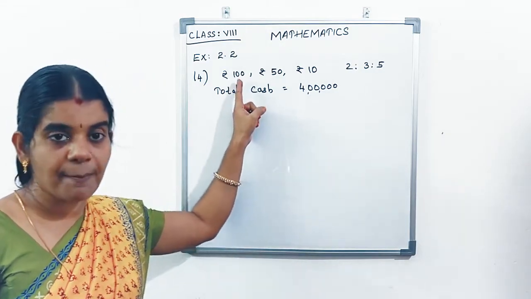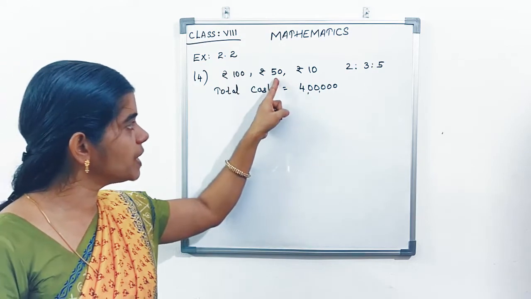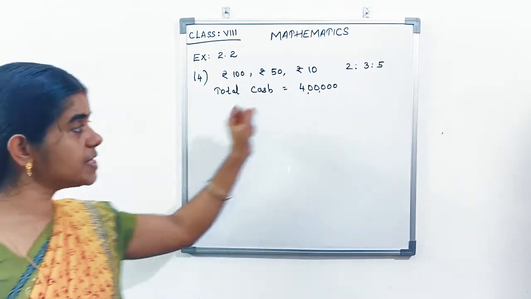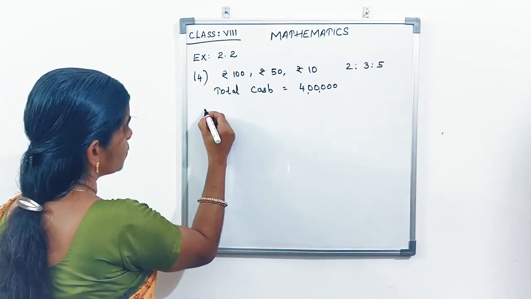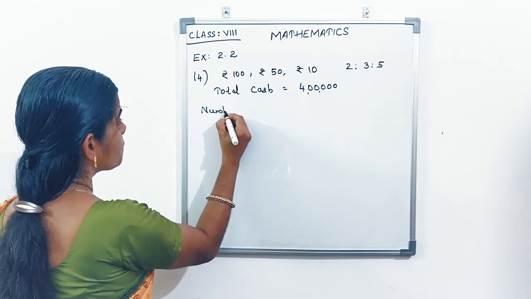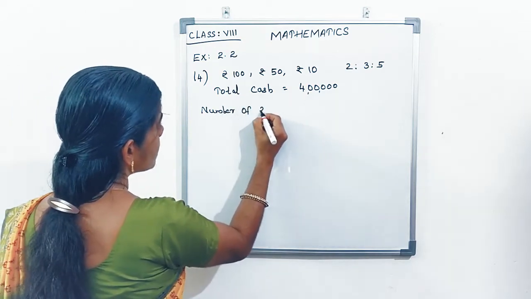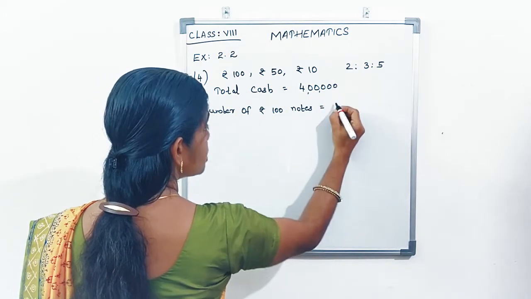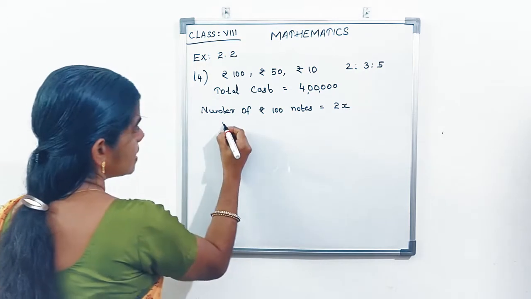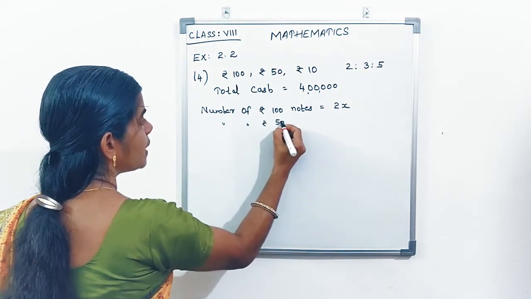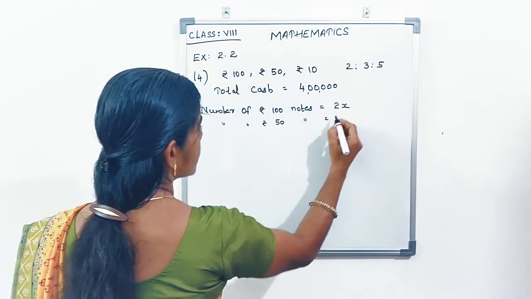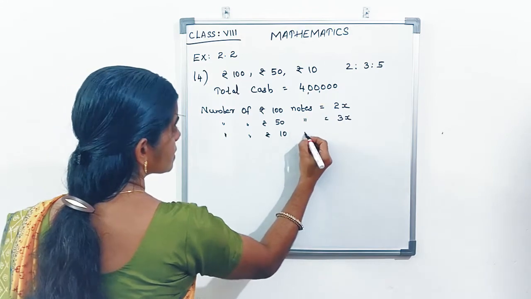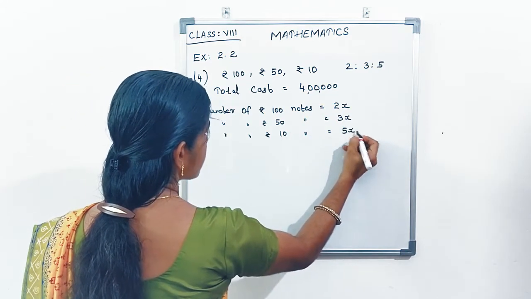Lakshmi is a cashier in a bank. She has 100 rupee notes, 50 rupee notes and 10 rupee notes in this ratio. First, write the number of 100 rupee notes: the ratio given is 2, so that is 2x. Next, the number of 50 rupee notes: 3 is given, so that is 3x. Then the number of 10 rupee notes is 5x.